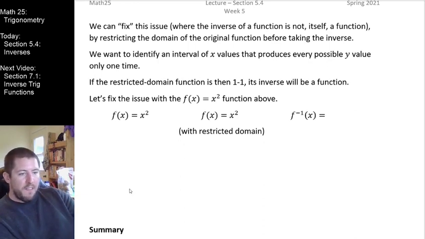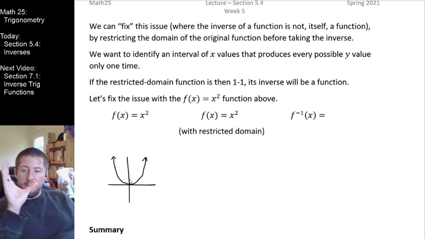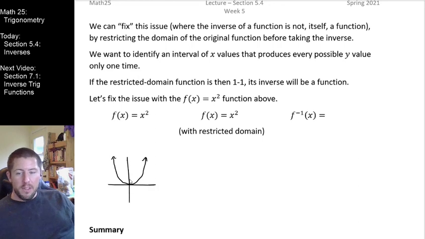Right? So our f of x equals x squared. I'm just reading down there now. There's x squared. But our problem is there are 2 different x values that give us the same y value. And so when I go to invert it, it will fail the vertical line test. So it's not going to be a function.